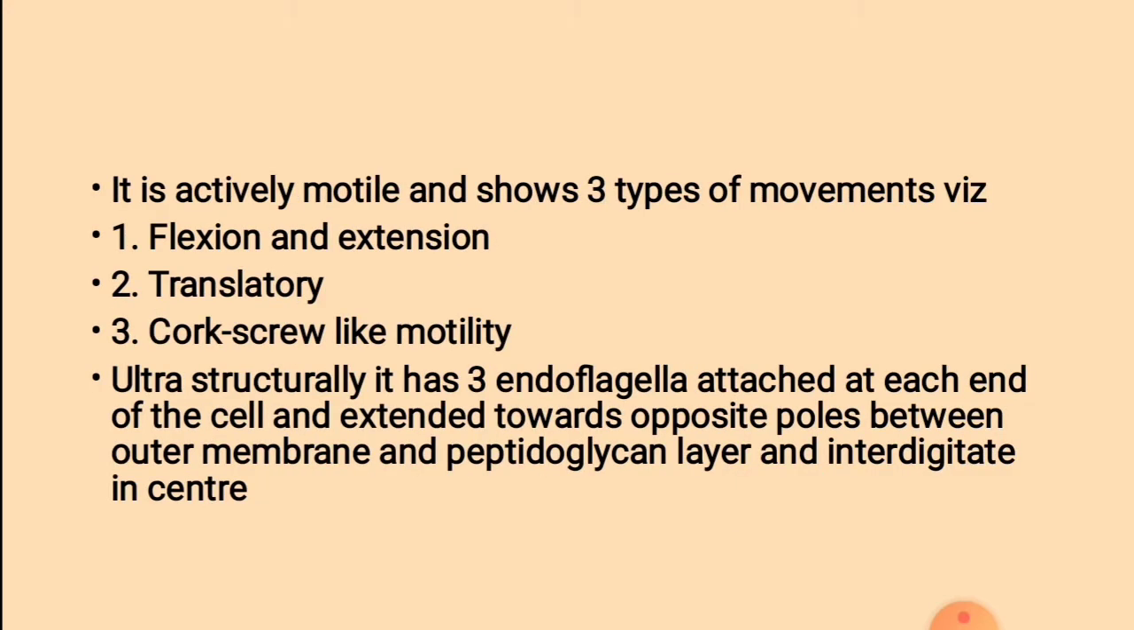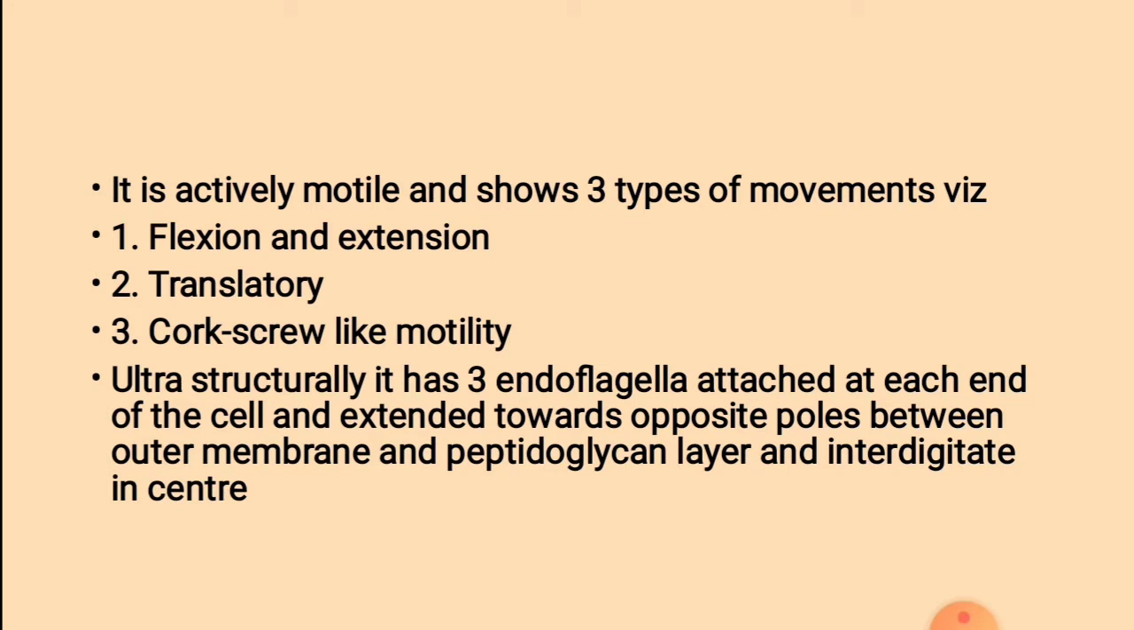It is actually motile and shows three types of movements. First one, flexion and extension. Flexion means bending movement. Second one, translatory movement. Translatory means they move uniformly in the same plane. Then third movement, that is known as corkscrew-like motility.